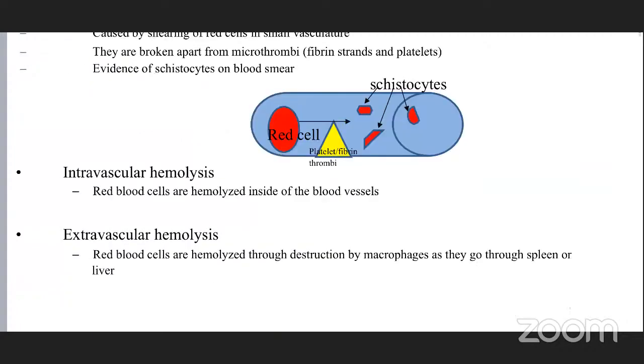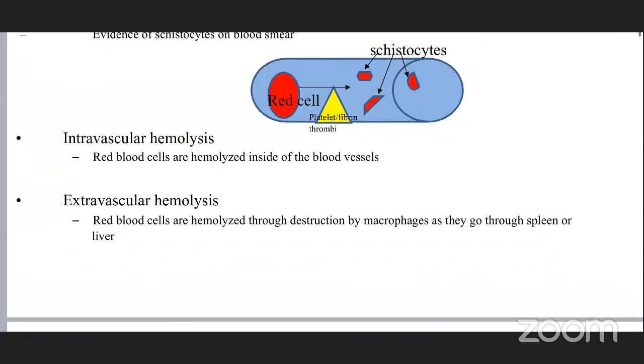Intravascular hemolysis: red blood cells are hemolyzed inside the blood vessels. Extravascular hemolysis: red cells are hemolyzed through destruction by macrophages as they go through the spleen or liver. So in intravascular hemolysis, there is RBC hemolysis inside the blood vessels. In extravascular hemolysis, RBCs are hemolyzed or destroyed by macrophages in the liver or spleen. As we mentioned, RBCs are produced mainly in bone marrow and also in the liver and spleen. So with extravascular hemolysis, destruction happens in just two sites, the liver and spleen. With intravascular hemolysis, it happens in the blood vessels themselves.